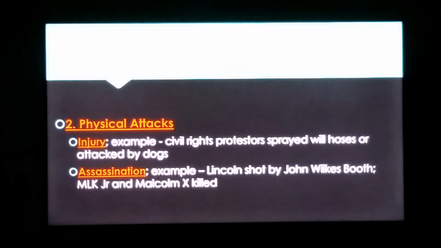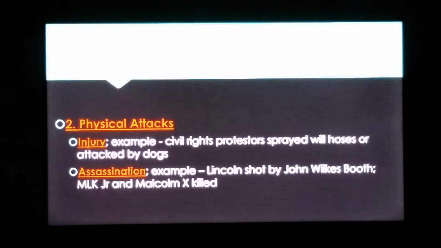Or there could be assassinations. Obviously this is the most extreme type of physical attack, killing somebody. But examples of this, President Lincoln was shot by John Wilkes Booth. That was a political act because he thought President Lincoln was a tyrant and shouldn't be leading the country anymore, and didn't think any of the things he did during the Civil War were right. Obviously, Martin Luther King gets assassinated in Memphis. Malcolm X gets assassinated in New York.